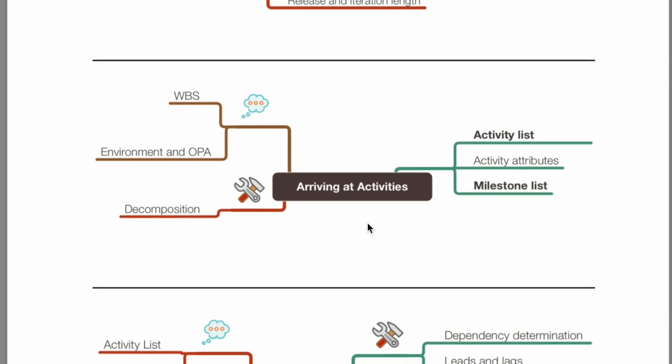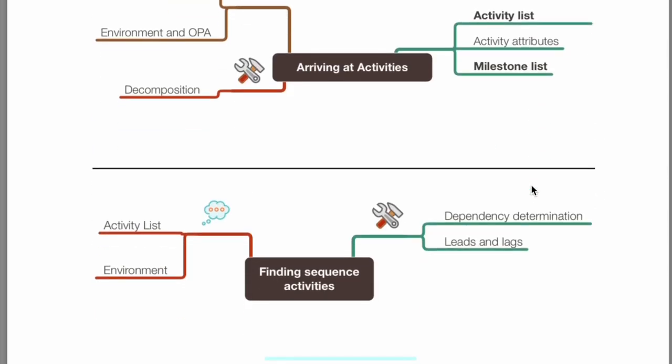We define the activities by looking at the WBS and decomposing it further, and the outcome is the list of activities, extra information about activities, like if there is some dependency and stuff like that, and the milestone. What is a milestone? You guys know it by now. A significant point which can be used to raise invoices or communicate efficiently, and so on.